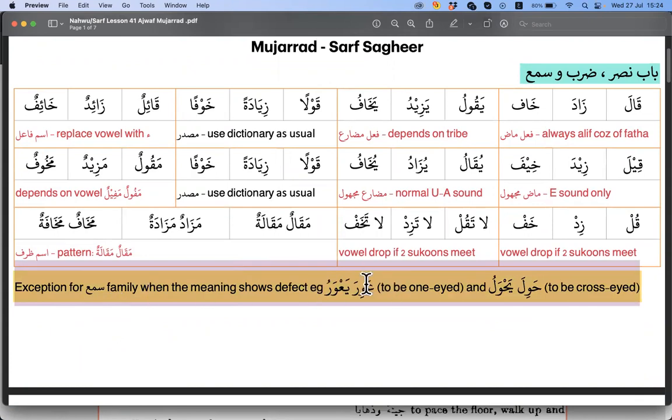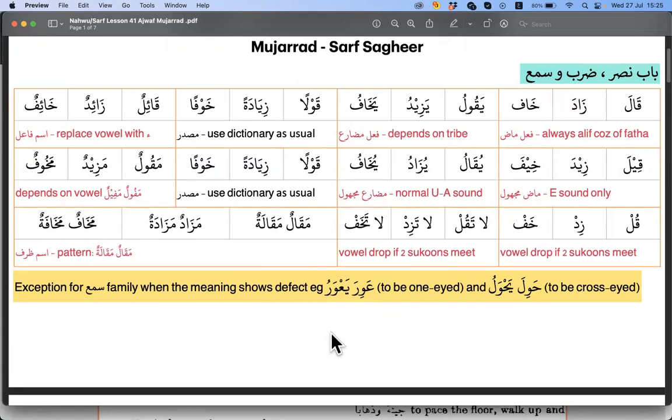Here all have alif: qala, zada, khofa. This one, awira, sami'a, has no alif; it means to be one-eyed. Here, hawila, yahwalu, again the Sami'a family. Only when the meaning shows a defect. If not, it's the normal khofa like this one. Probably that's why it's got defects.